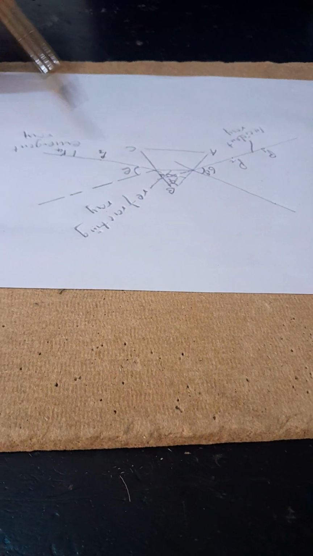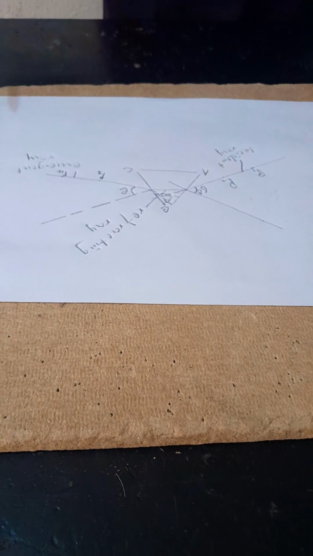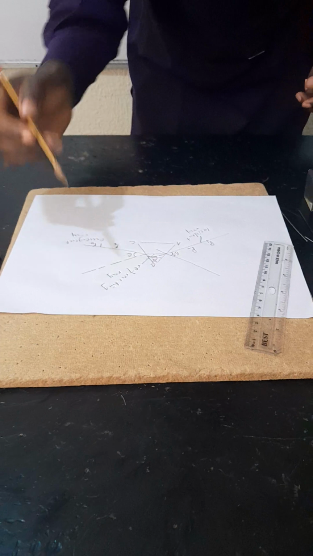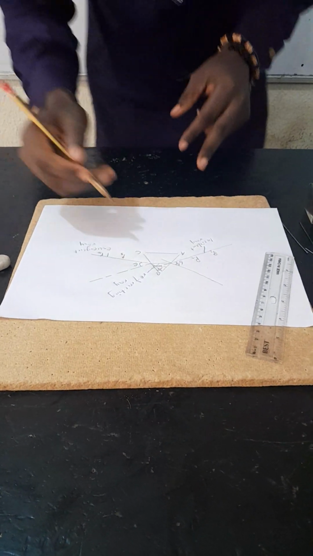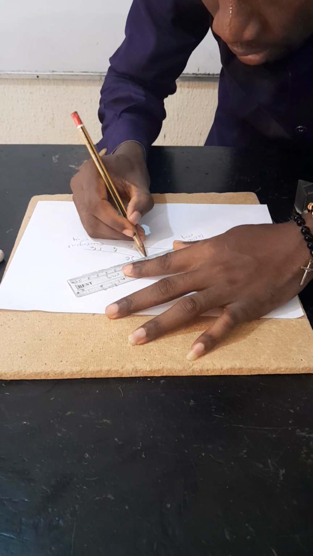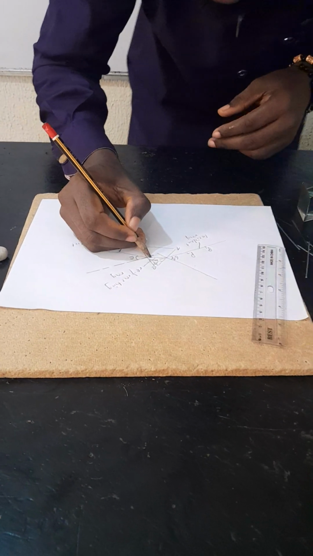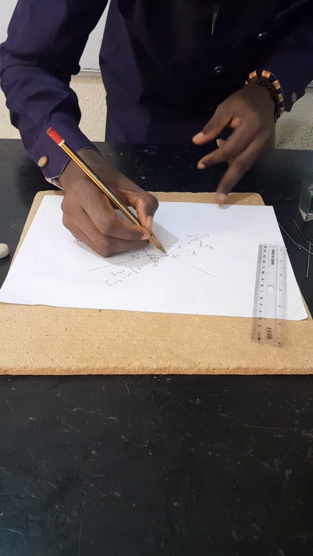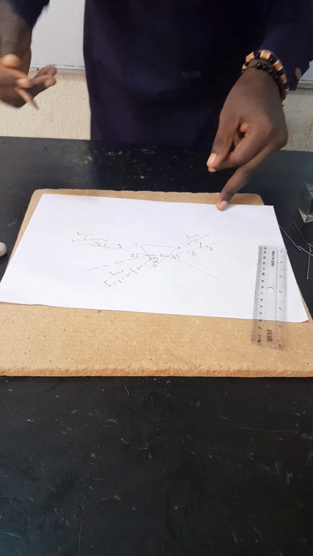So the angle of incidence and the angle of what? Emergence, they are equal. So I need to still trace this down so that I'll get my angle of refraction. So this is what? My angle of refraction. This is my angle of what? Refraction. So that's all about this practical.